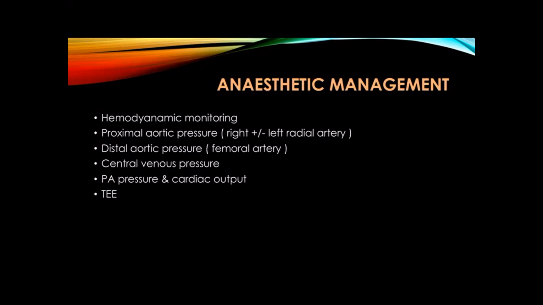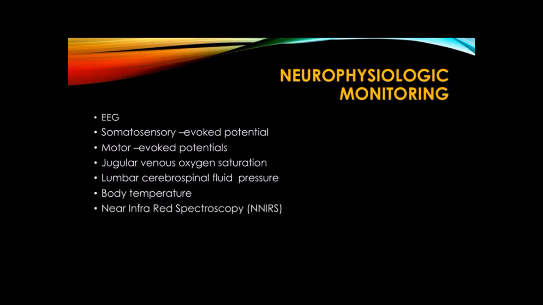Regarding anesthetic management, from the monitoring point of view, we should do hemodynamic monitoring: proximal aortic pressure, right plus or minus left radial pressure. Right or left radial pressure each have a separate indication, whether we should monitor only the right, only the left, or both. And also the distal aortic pressure, like the femoral artery pressure. We should also monitor central venous pressure, PA pressure, cardiac output, and obviously transesophageal echocardiography.